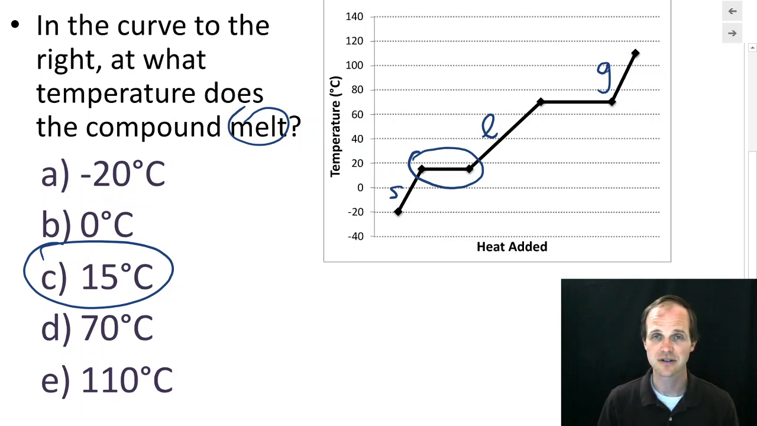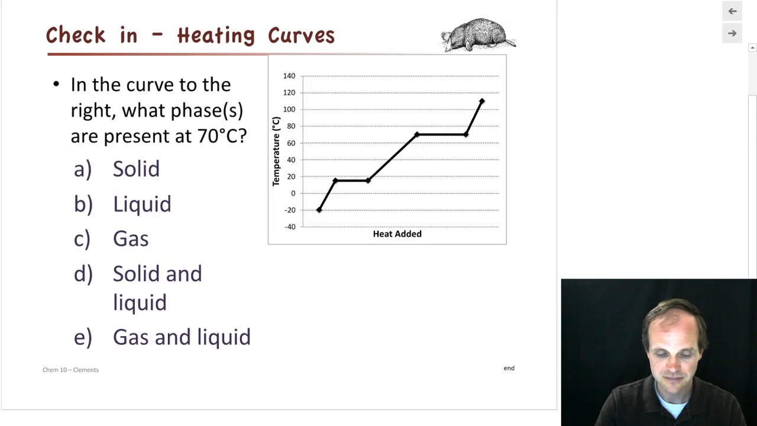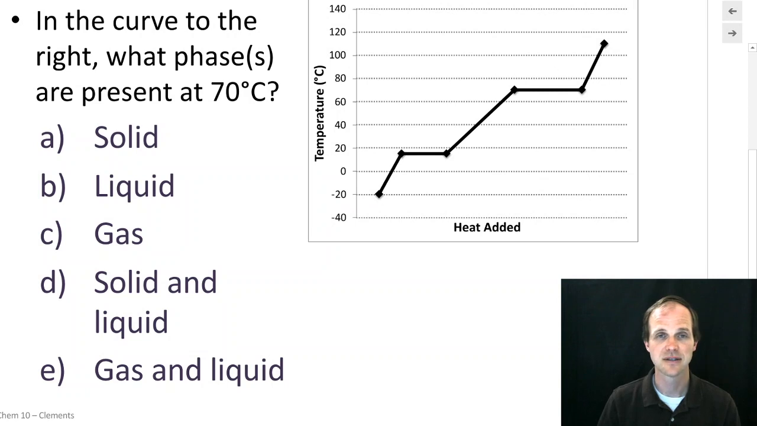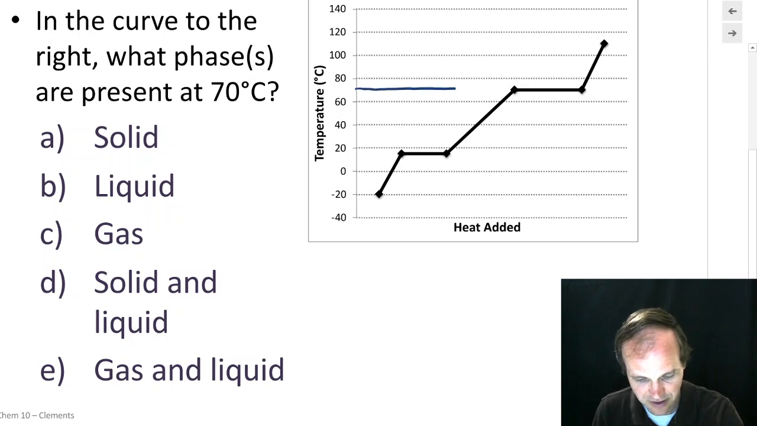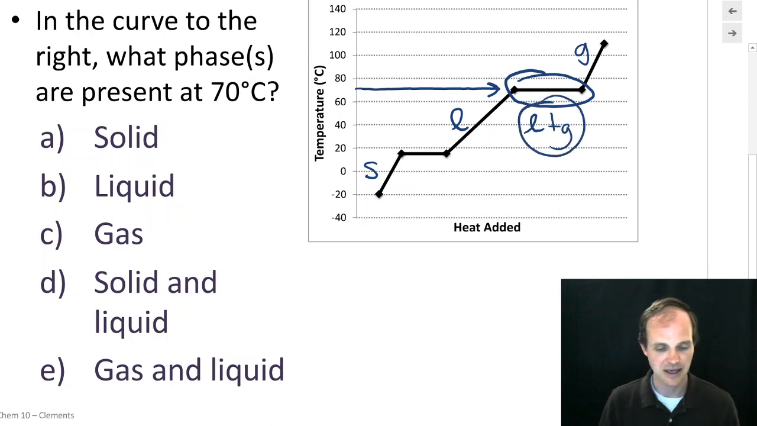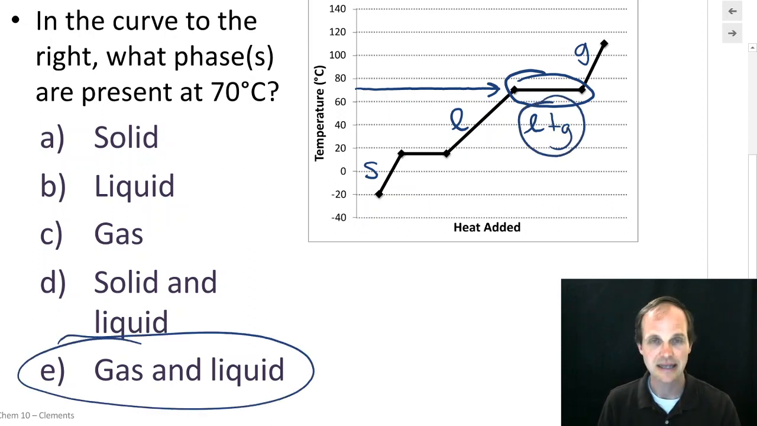Just reading off these curves, understanding those different parts of it. Next one, in the heating curve to the right, what phase or phases are present at 70 degrees Celsius? So again, you want to pause the video, try it out. Okay, what'd you do? For 70 degrees Celsius, you should have gone right across here and found, oh, I'm right at this thing, this flat area called a break. I'm right at that break there. What phases are present in that break? Well, at low temperature is my solid, liquid, gas. So here I must have a liquid and a gas present, which is E.